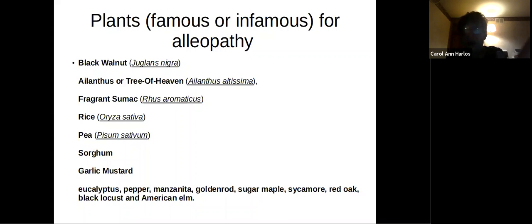Below is a list of plants that are famous or infamous, as I like to call it, for allelopathy. Everybody has heard about black walnuts. But we're going to take a look this evening at some of the others. Okay, ailanthus or tree of heaven is famous for this. Fragrant sumac, rice, believe it or not, peas, garden peas, sorghum, garlic, mustard, maybe. And here's a list with some other things: eucalyptus, pepper, manzanita, goldenrod, sugar maple, sycamore, red oak, black locust, and American elm.